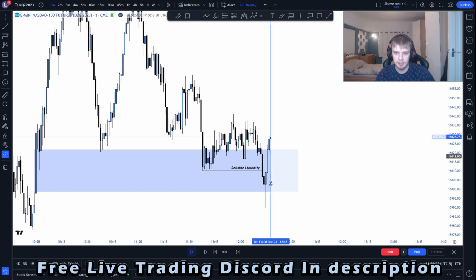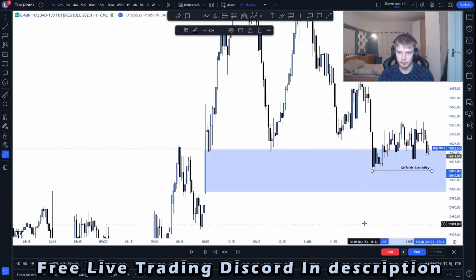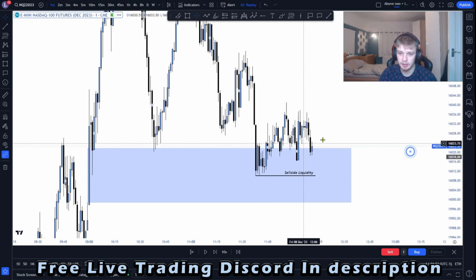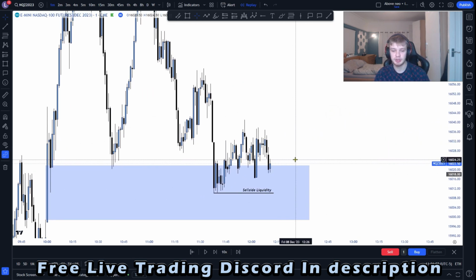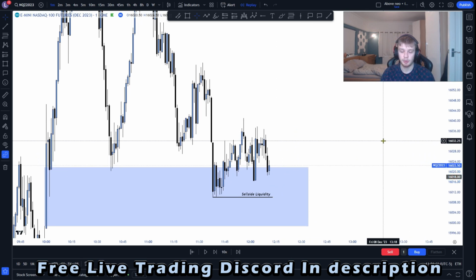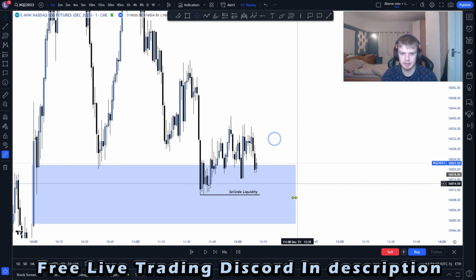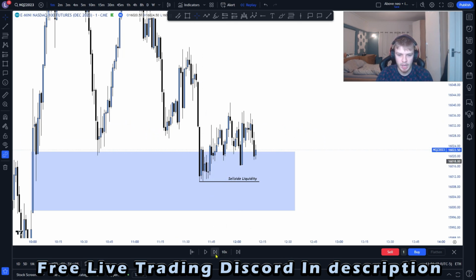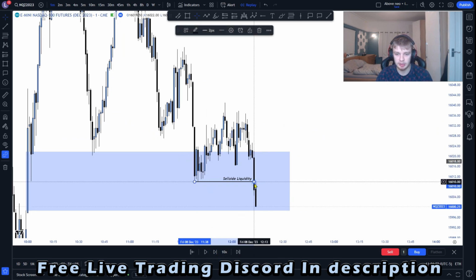So right here, we are just chopping around. I would not really take a trade in this chop. I would want to see price create nice displacement candles, which would show me that there is going to be some better price action. As you can see, we're respecting this bearish fair value gap here, and then we end up coming to take sell side liquidity.